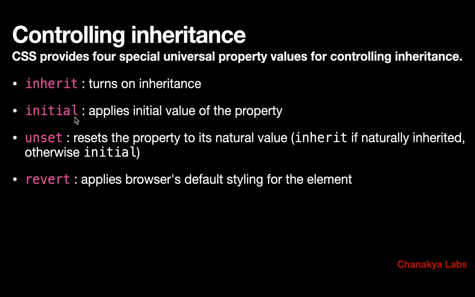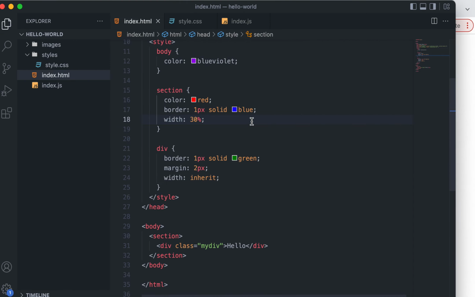Second thing is something called initial. This applies the initial value of the property. Okay, so let's see: color is already inherited and I don't want to inherit it. It's something like this.